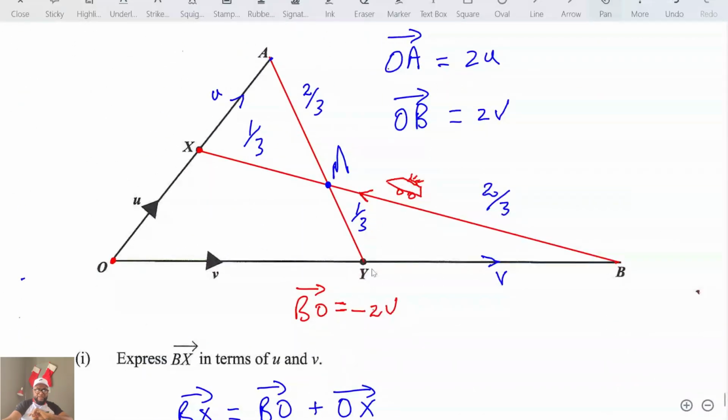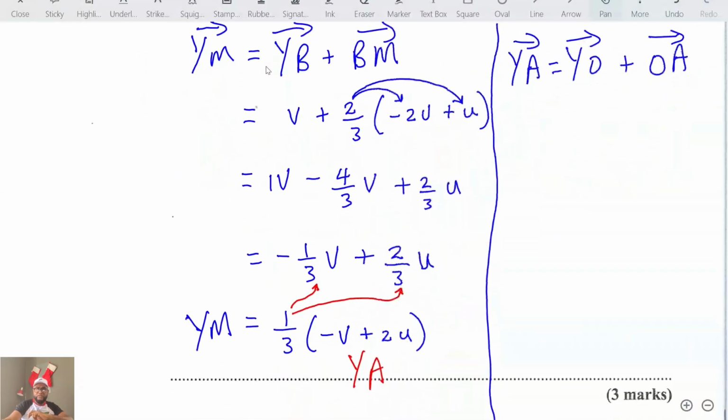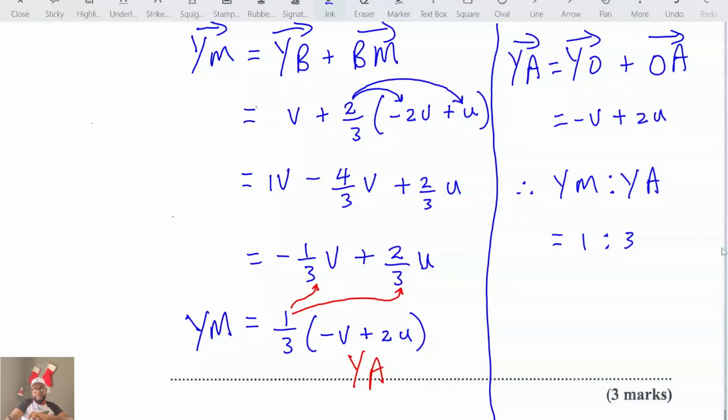We want YA, right? So we went from Y to O. This we're going against traffic, so you know it's negative V. And then O to A would be 2U. This will be negative V plus 2U, right? And from here, I can simply put therefore YM to YA is equal to 1 to 3.